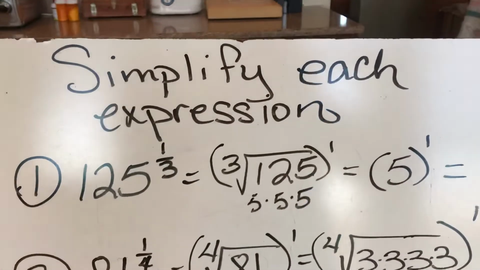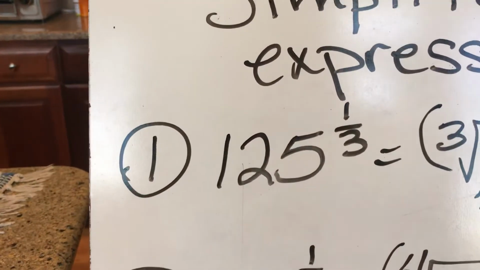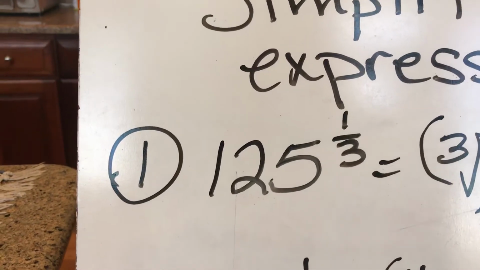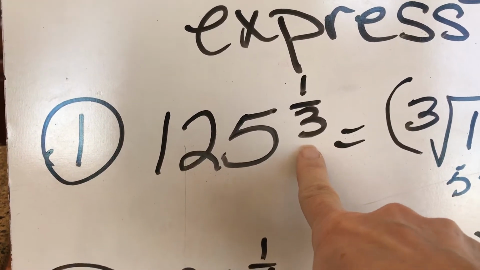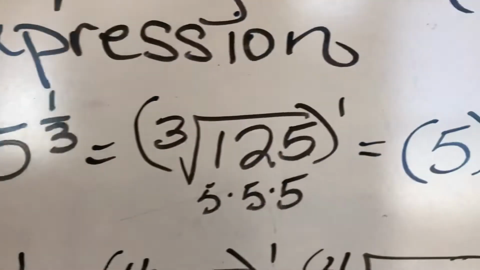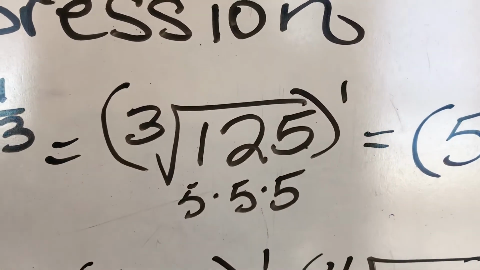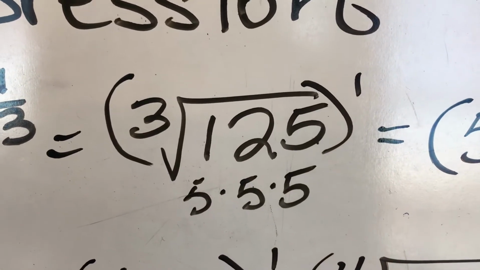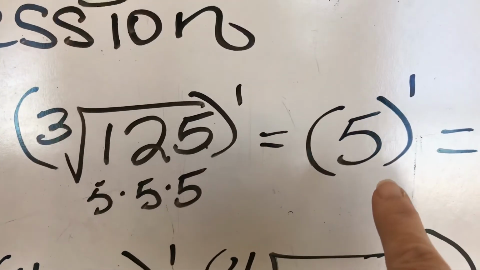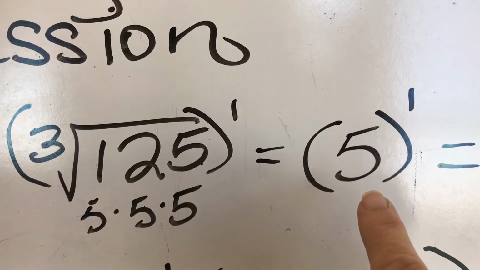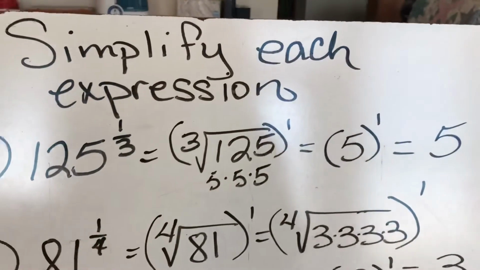So we're going to work on simplifying each expression. If I have 125 to the 1/3 power, that means I want the third root, and I'm going to raise it again to the first power. So I've got to take the third root of 125 and raise it again to the first power. What number times itself 3 times equals 125? It's 5. So my third root of 125 is 5. Raising it again to the first power, it would still equal 5.